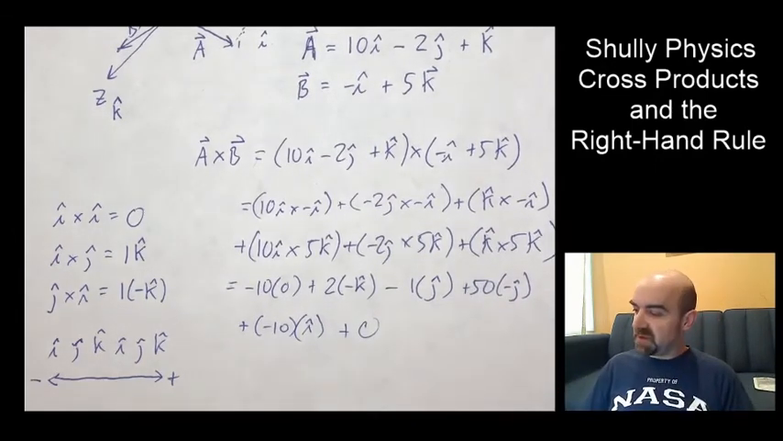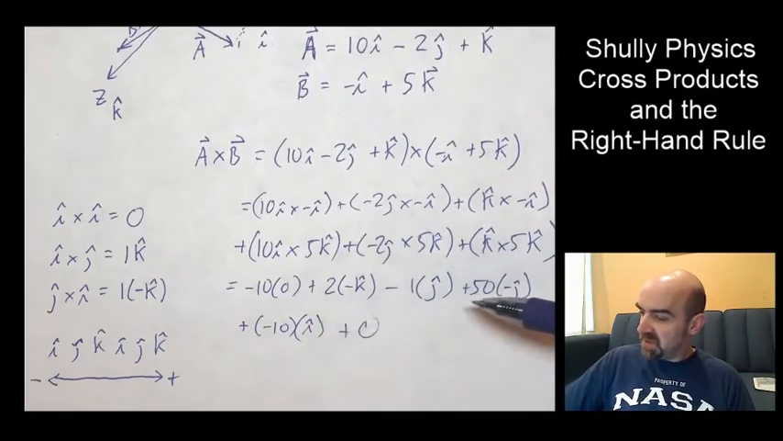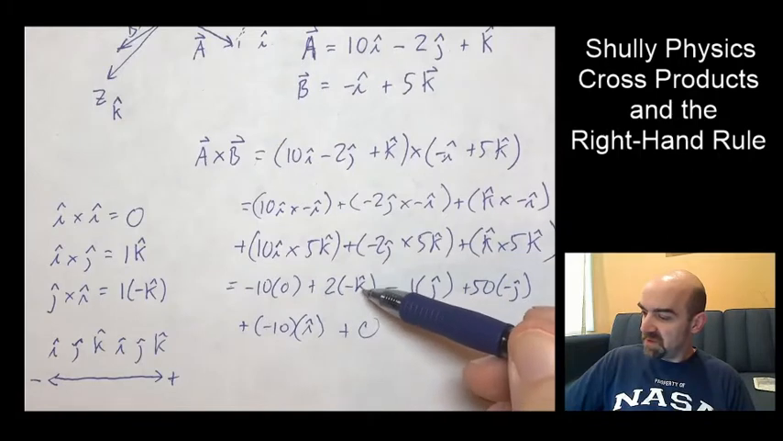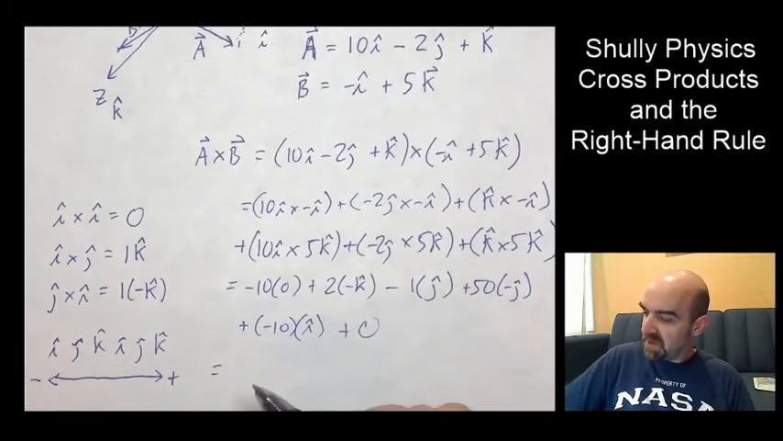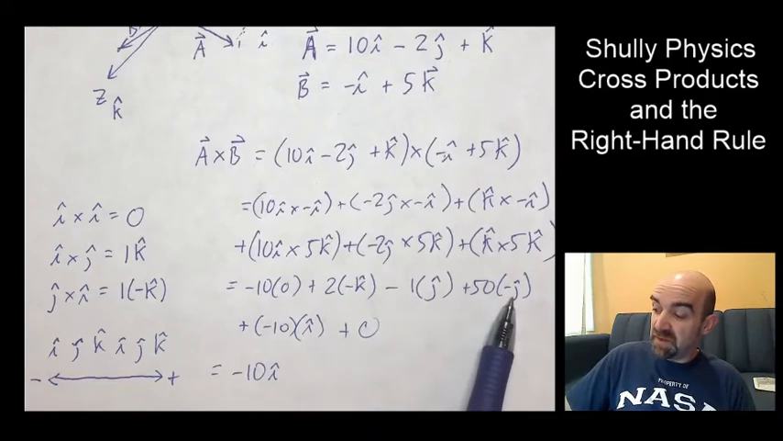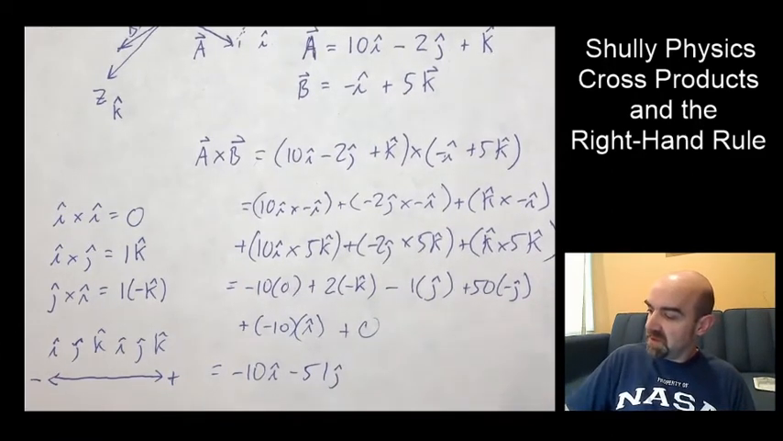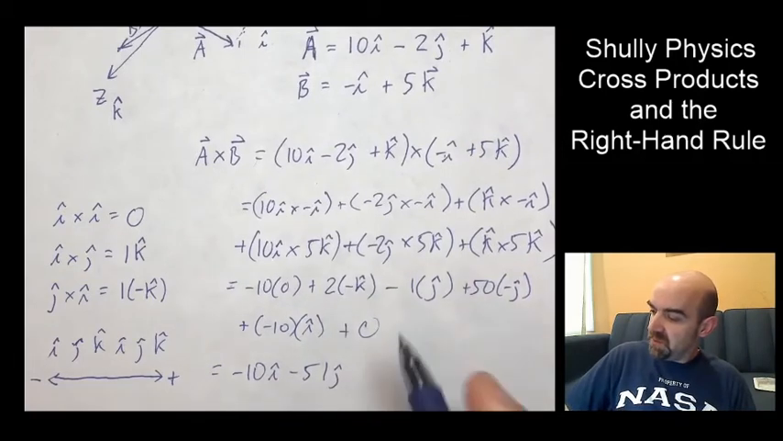So now if I simplify this a little bit, combine like terms, I've got an i component, j components, and k. So I'm going to start with my i just to keep it in the right order. Negative 10i. And then negative j plus 50 times negative j is a negative 51j. And I've got a leftover negative 2k.